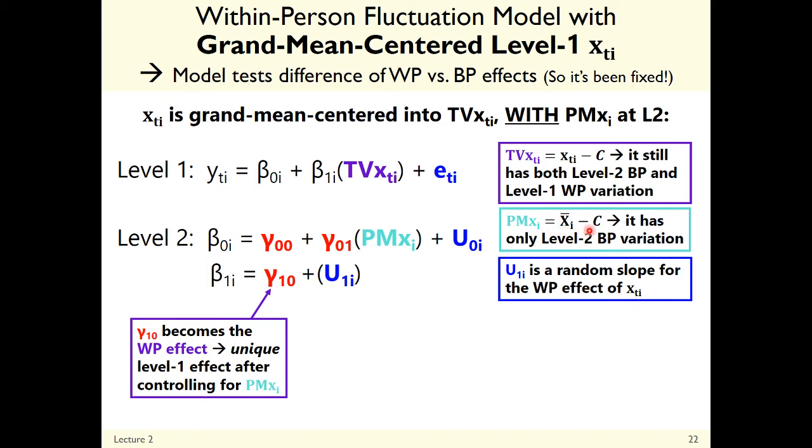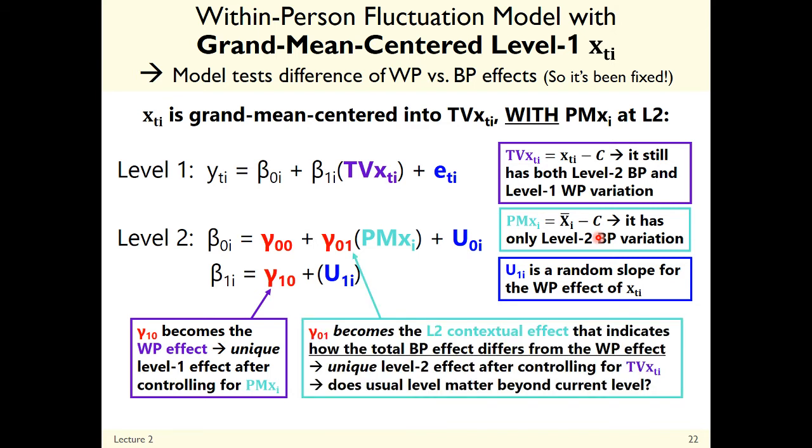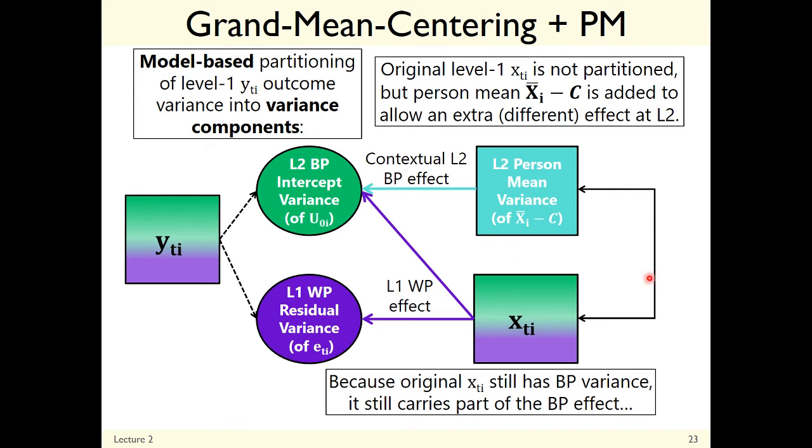Person mean X has only level 2 variance, and so you're thinking, well, that should be the level 2 between effect, right? Nope. It's contextual. Because it also has to be uniqueified relative to the other predictor. So I have a picture that might help. Here's what we've done.